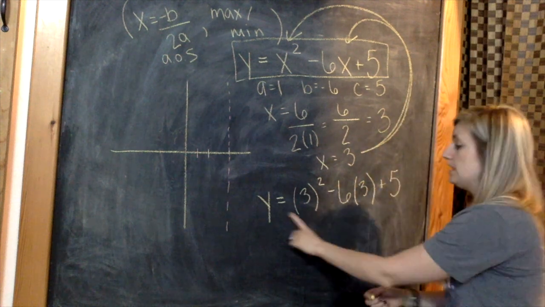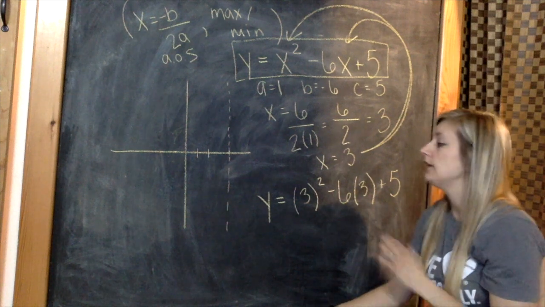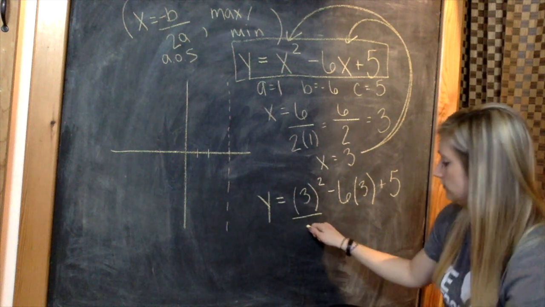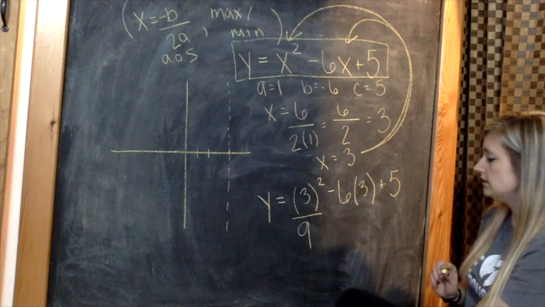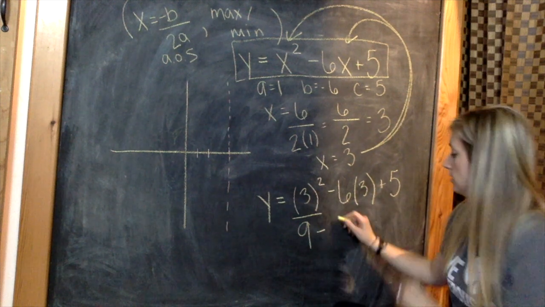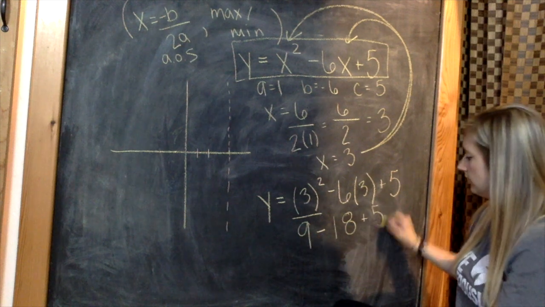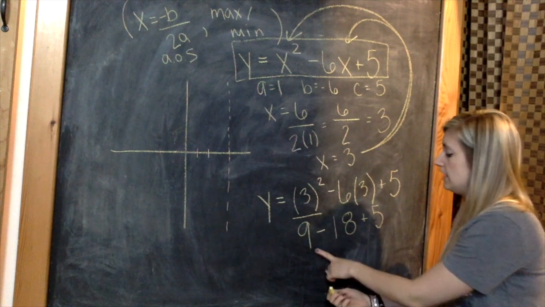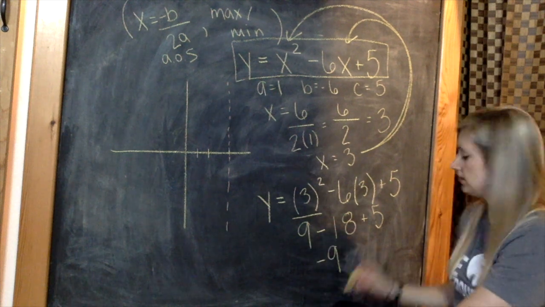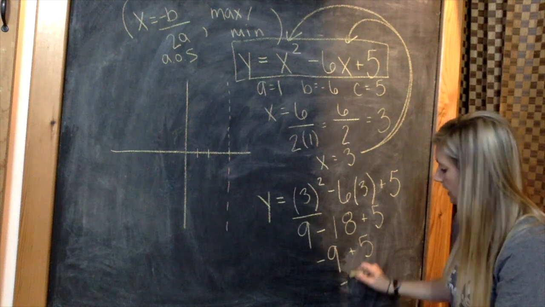Okay, so from here, guys, this just goes back to your order of operations. I know you know how to do this. So we have 3 squared, which is 9, minus 6 times 3, which is 18, plus 5. Then we have 9 minus 18, which is negative 9, plus 5, which is negative 4.